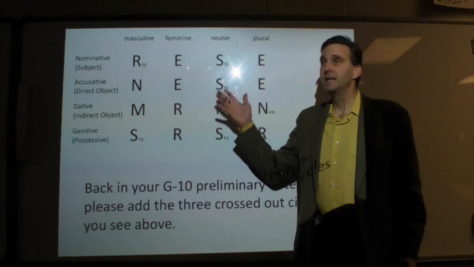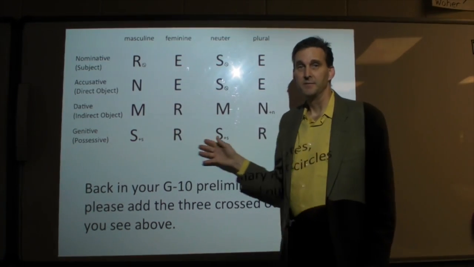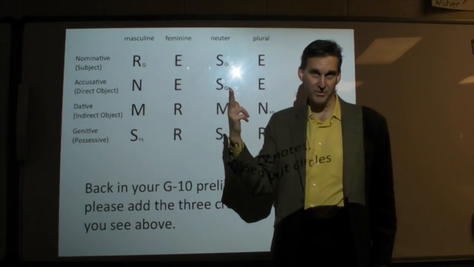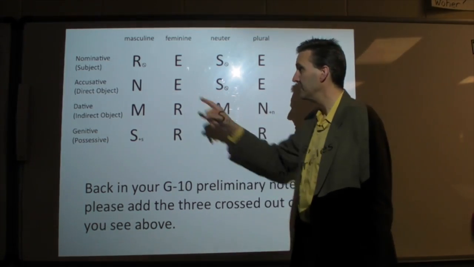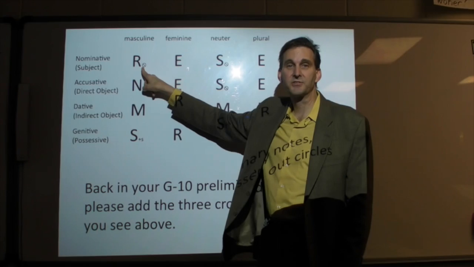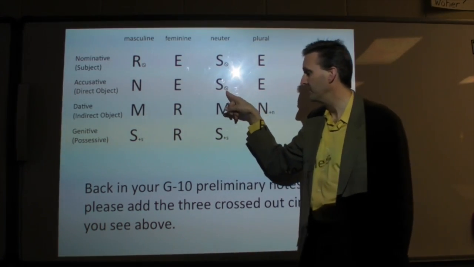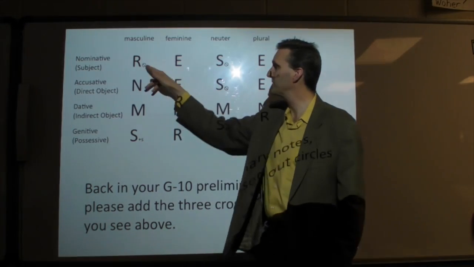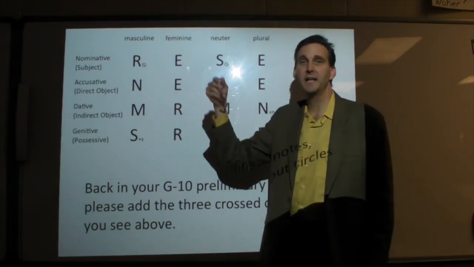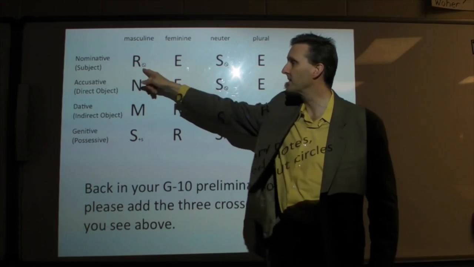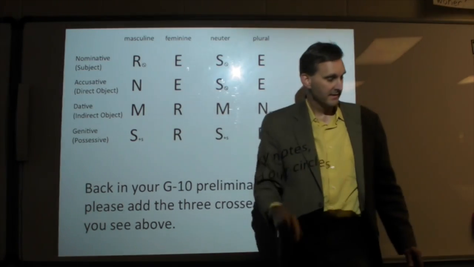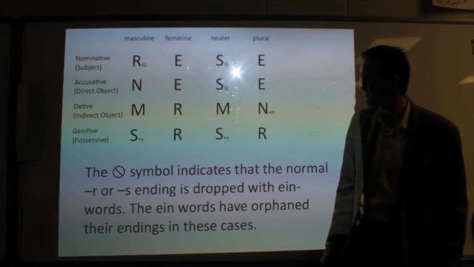If you'll get back to this chart here, I've added 3 extra symbols that you didn't have yet. And you'll see a little circle with a slash through it right here, here, and here. So if you will add those circles with the line through it here, here, and here under this R and this S and this S, then I'll start to explain it, okay?